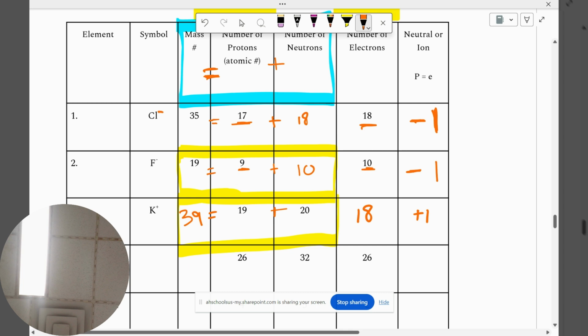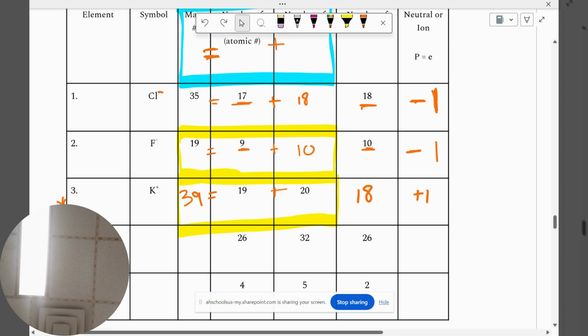Check the potassium one. It's positive, right? The mass is 39, and the protons and neutrons together make that. Now let's look at the electrons. How do I know it's positive? Because of that little positive symbol right there. So what do I have to do to the electrons to make it positive? Take away an electron. You can break it off.